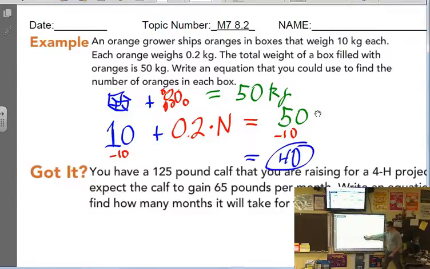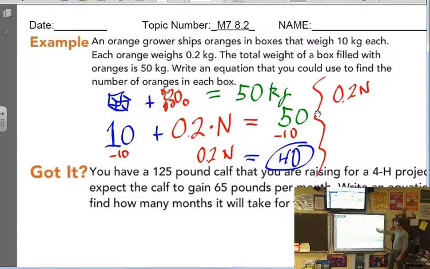So after I've dumped out the oranges and thrown the box away, I have 40 kilograms left, and that is going to be equal to 2/10 n. So that then means 2/10 n is equal to 40. I need to get the n by itself. I want to divide by whatever's multiplied by it, so I divide by 2/10.